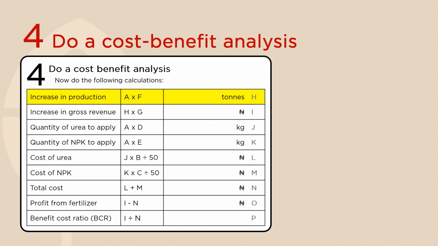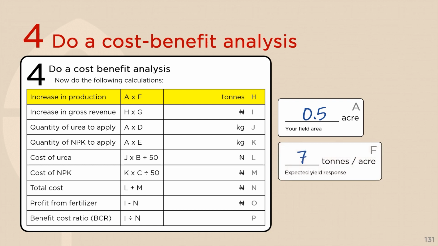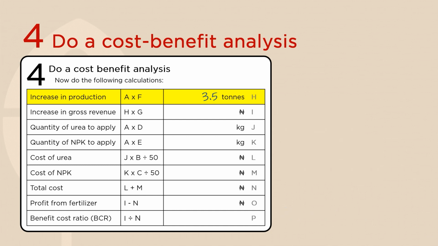The middle column provides the calculation to perform. You must multiply the value in box A with the value in box F. Box A contains the area of your field. Remember, in our example, this was half an acre. Box F contains the expected yield response. This was 7 tons per acre. We now multiply both values. 0.5 times 7 equals 3.5. The expected increase in production is 3.5 tons. We note this down in the table.